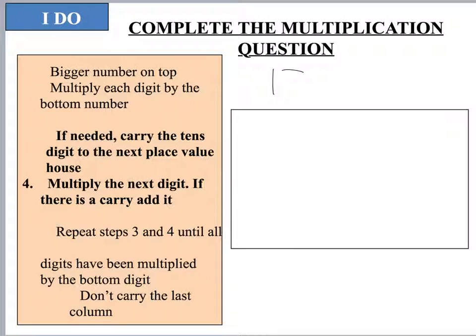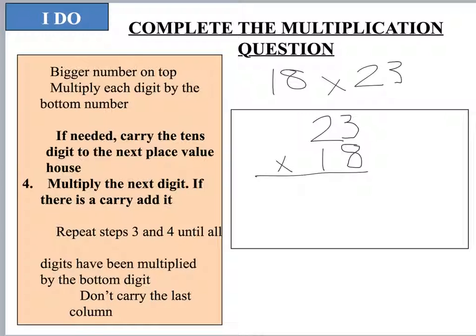Our first question is 18 times 23. So remember, we put our bigger number on top. So we start with 23 multiplied by 18. We must always make sure our digits line up. Ones under the ones, tens under the tens. Always important. What we have to do is start by multiplying by this number here. So we have to do our 3 times 8 and our 2 times 8 before we even think about our 1. So first of all, I'm going to do 3 multiplied by 8.